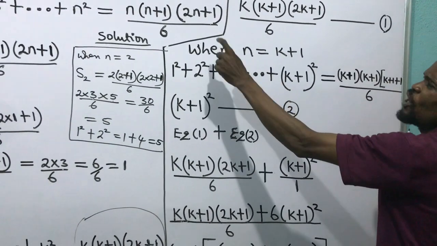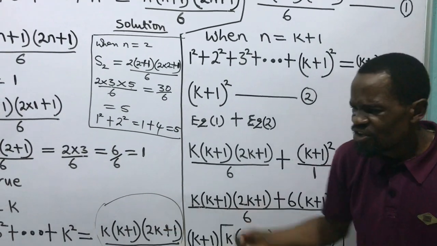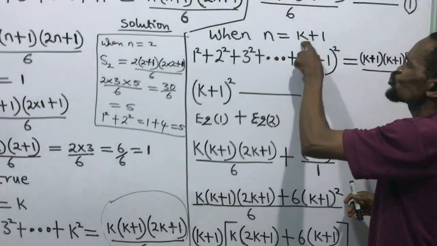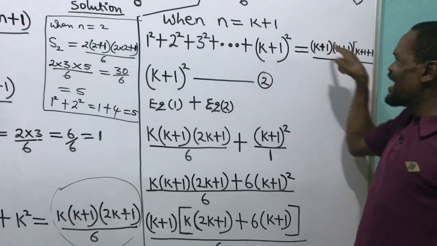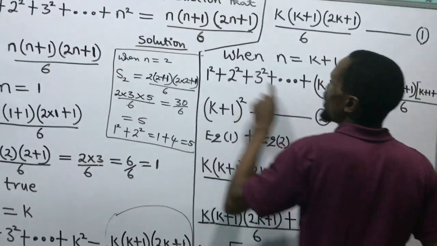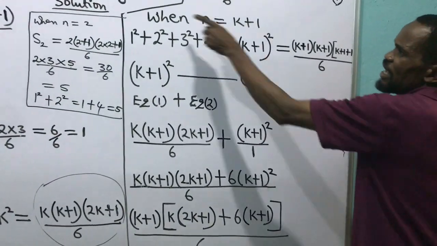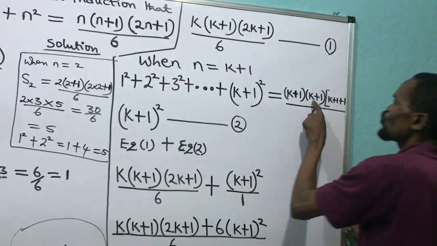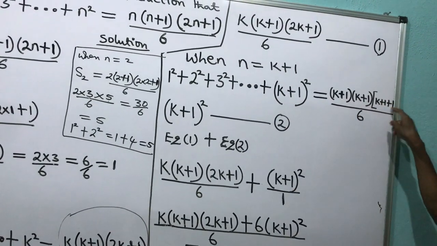And I come here and say when n is equal to k plus 1, that means I want to increase your own sum by 1. When n is equal to k plus 1, I'm going to put n equals to k plus 1 in every place I see n. I see n raised to power 2, I will put k plus 1 all raised to power 2. Here now, I'll put k plus 1. Here now, I'll put k plus 1. Here now, I'll put k plus 1 plus 1.